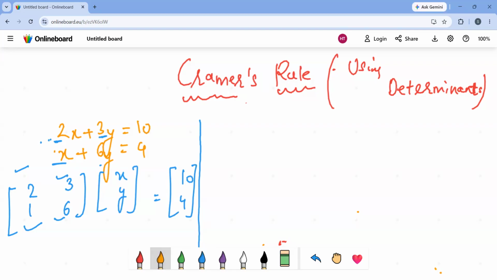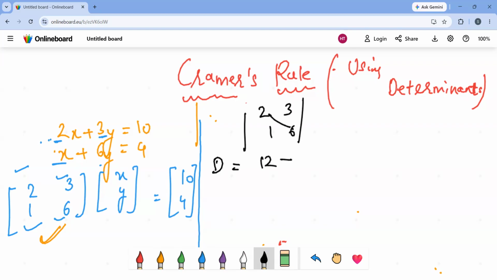After that, we have to take the determinant of the major matrix. So we write it in determinant form, which is 2, 3, 1, 6. So we find the determinant first. We just cross multiply 6 with 2 and 1 with 3, and subtract. That is the only rule. That will be equal to 9. So the major determinant is coming 9 from the major matrix.